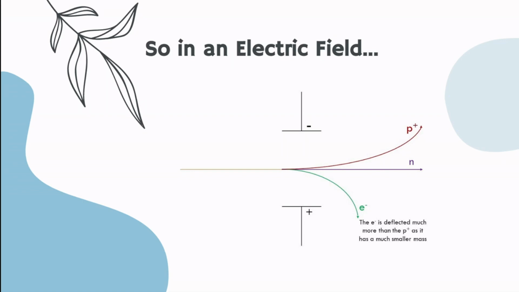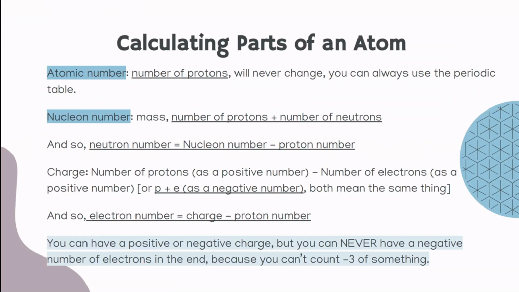And the neutrons are not deflected at all because they have a neutral charge. So they don't care about protons. They don't care about electrons. They're just going their own way.